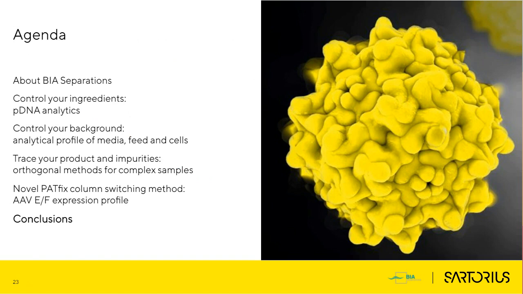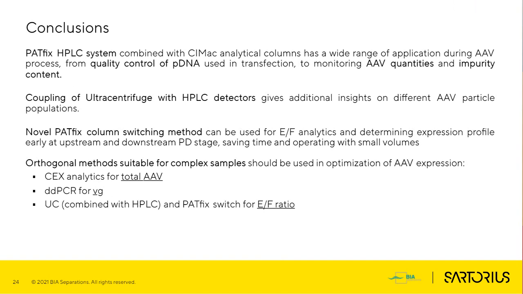And now let's go finally to conclusions. So what I have shown you today is the use of our PATfix HPLC system combined with different analytical columns and how it can be applied to the wide range of different steps throughout your bioprocess, including both upstream and certain parts of downstream. So what you can do is quality control of plasmid DNA. You can monitor your AAV quantities, impurities. You can also perform certain fingerprinting, which is quite frequently used during downstream, to follow your sample as it passes through different purification steps. And you can see which impurities each step is removing and how it is enriching your desired product. What you can also use the HPLC system for is the final release tests for your final product that comes at the end of downstream.